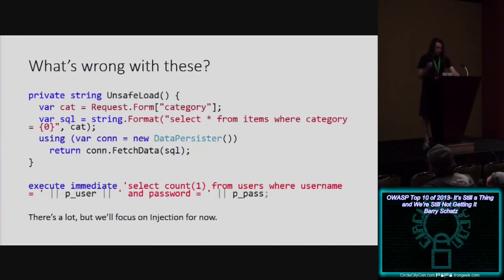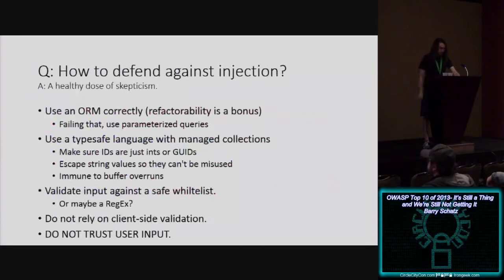But all's not lost. We can block these things. First off, don't trust your users, a healthy dose of skepticism. But my favorite thing is use an ORM and use it correctly. An object relational mapper might give you a little bit of a speed hit, but 1, it immediately clamps down SQL injection. 2, it gives you a huge boost in refactorability of your code. So if you're a dev, ORMs exist for a reason, and there's a bunch of them for any platform that matters.